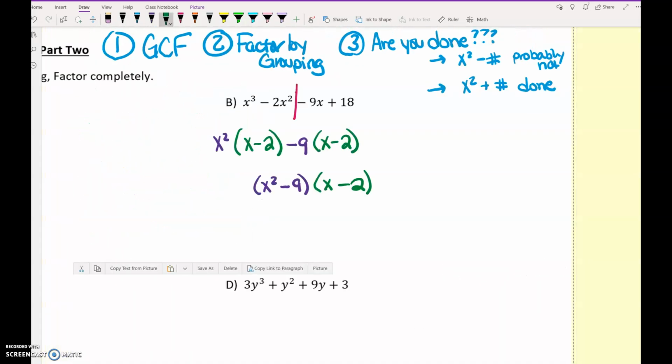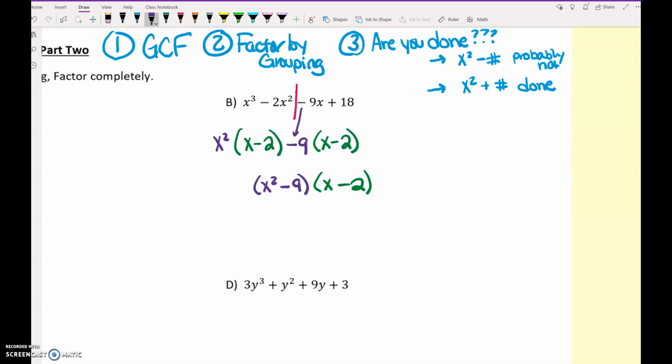Okay, split it down the middle. The first group has x squared in common. The second group, if you don't drop this negative down and use negative 9, then you would end up getting negative x plus 2 in that second set of parentheses. Then your parentheses wouldn't match, and that would be bad. So make sure that you're using that negative in front of the 9.